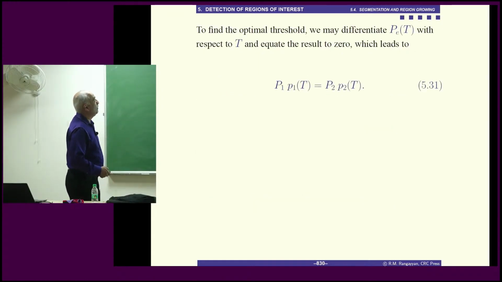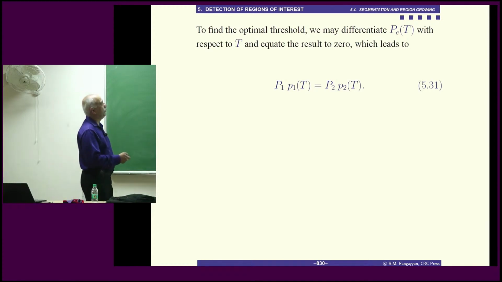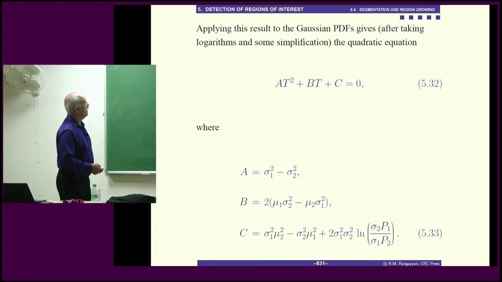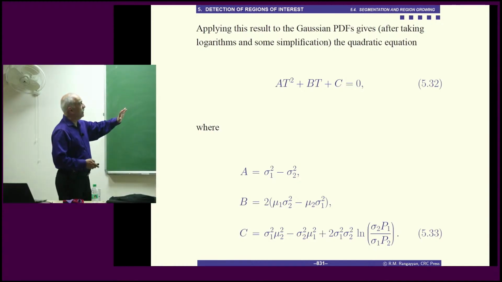So to find the optimal threshold, you differentiate P(E) with respect to T and equate the result to 0, which leads to this condition. And then you solve. You have a quadratic equation. You have to solve for these parameters A, B, C, using these, including the variances of the two categories and their means. I won't go into the detail.